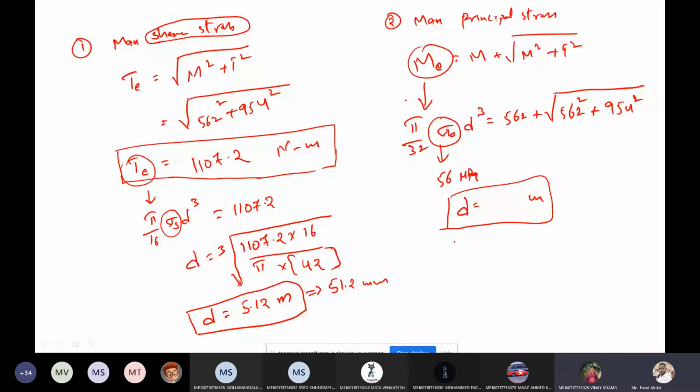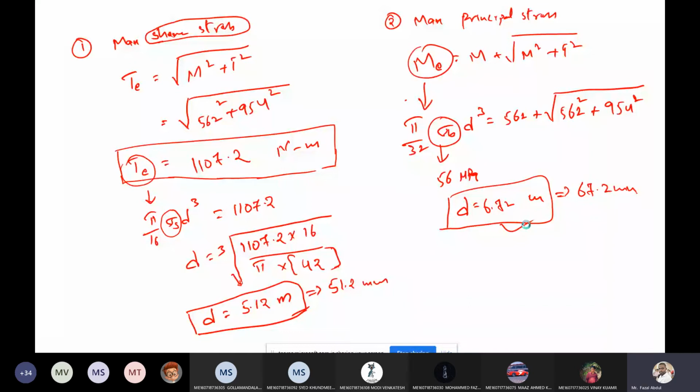6.72 meters. Okay, 6.72 meters. If we convert, it is 67.2 mm. So these are the diameters of the shaft according to the maximum shear stress theory and the maximum principal stress theory. Now go to the question first.